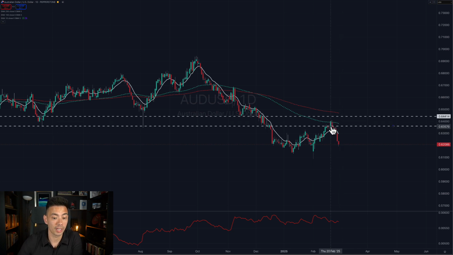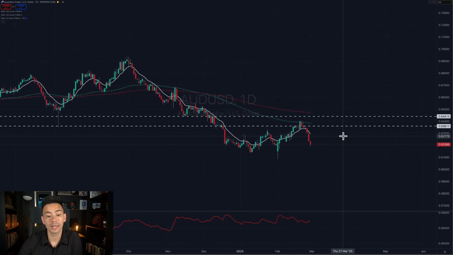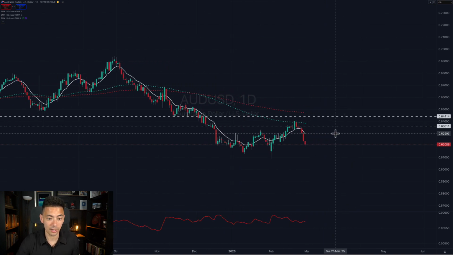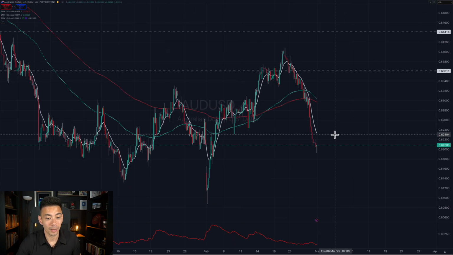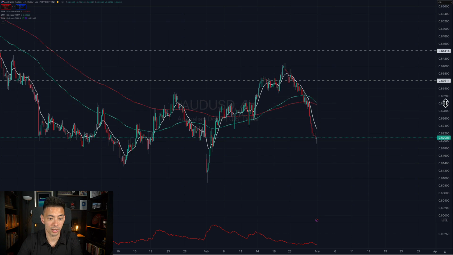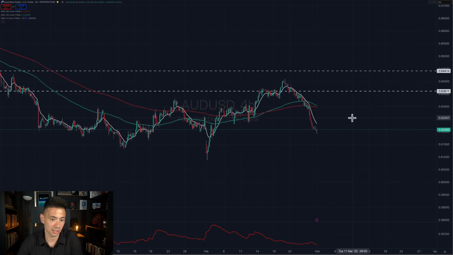This move has already happened. We've already been talking about this for a few weeks. So if you weren't in at this level over here, which we previously identified, that's already been and gone. You can't take this trade right now. The main thing that you can do is look at the shorter term time frame if you want to take this tactically into next week.